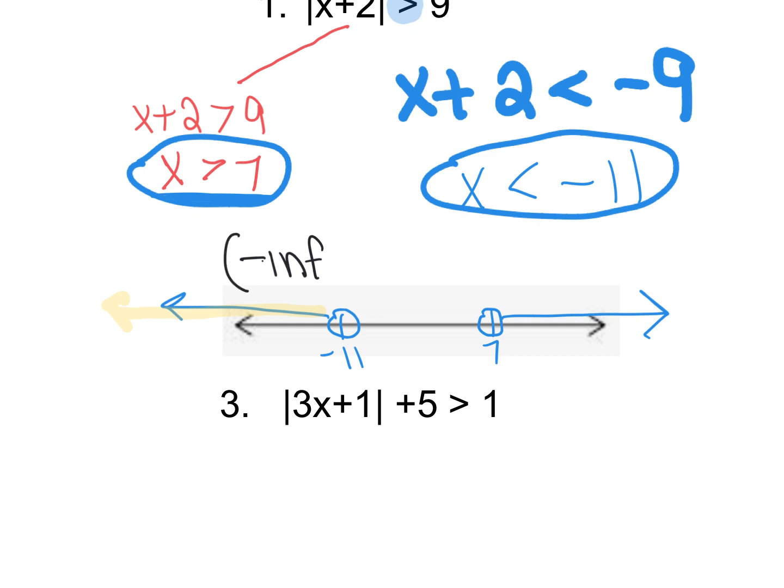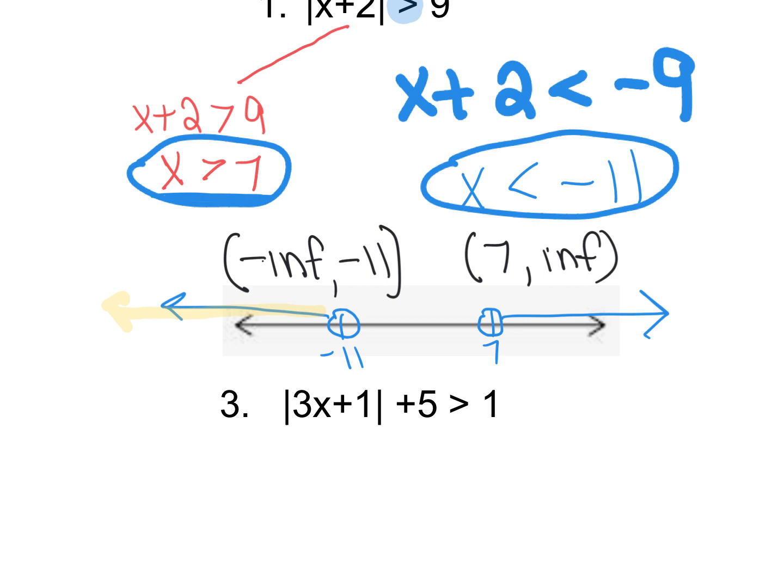Okay, and negative infinity always has a soft parenthesis, and then it stops at negative 11, and that also has a soft parenthesis. And then we start again at 7, and we go to positive infinity. So that's our interval notation.